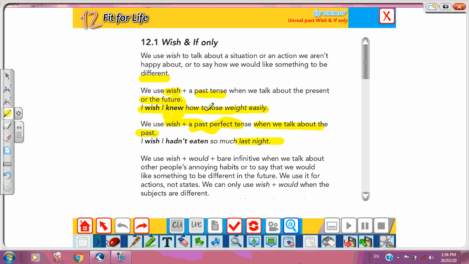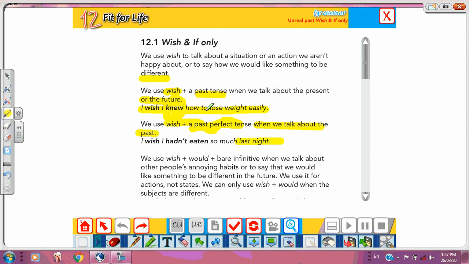But here it's a situation in the present or in the future, so I'll use the past tense. Again, if I have any sentence in the present or in the future and they told me to use I wish or if only, I change the verb to the past simple. You know the past simple, the regular and the irregulars. For the regular verb I add ed or ied or d, and the irregulars are the list that you have to study at the back of your book. This is for a situation in the present or in the future: I wish or if only plus the verb in the past simple.